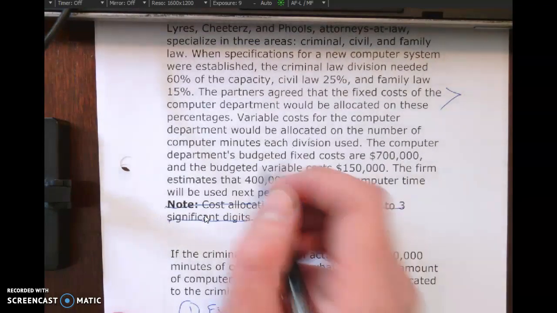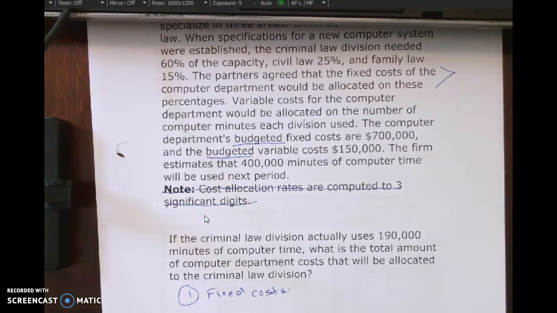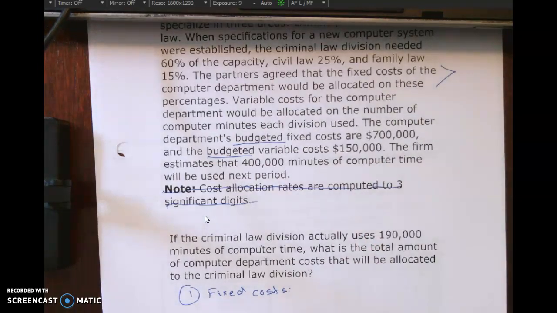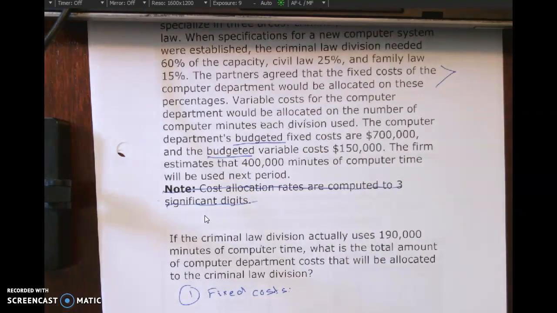Remember, these are budgeted situations. Okay? Again, why do we use budgeted situations rather than actual? We use the budget for pricing purposes and it makes it easier for the divisions, in this case criminal law, who receive the cost to do their budgeting, because then they know they get 60% of the $700,000. Okay? And that makes it easier for them to budget. If it's actuals, it could be all over the place every month, or every year. So it's easier to do this based upon budgets.